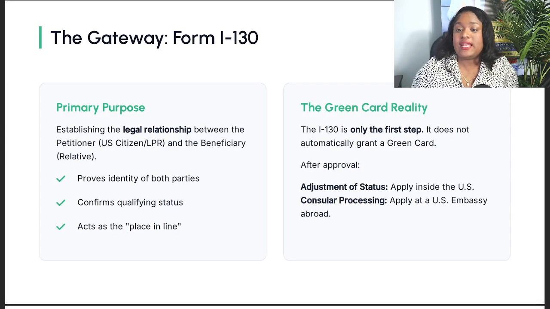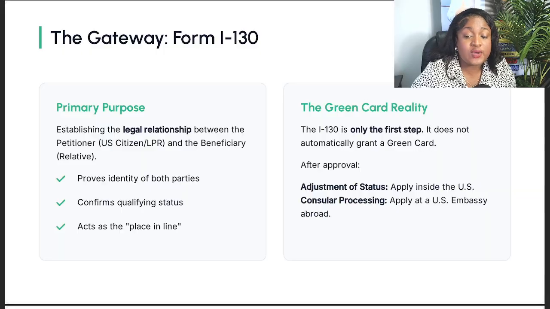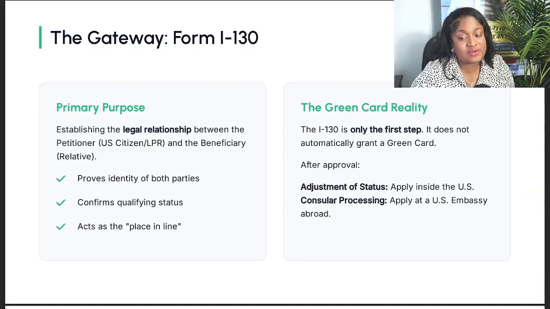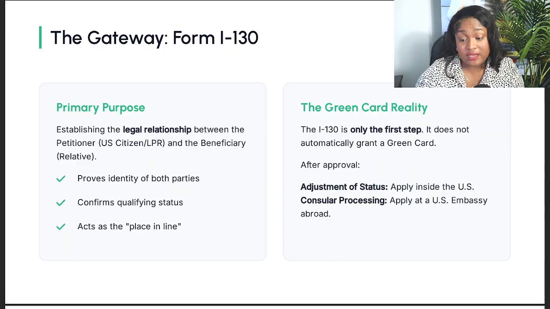Okay, so let's talk about the green card reality. The I-130 is just the first step. It does not automatically grant you a green card. After approval, you'll be able to do adjustment of status or consular processing. Today, we're only going to talk about adjustment of status. We're going to leave consular processing for another video.